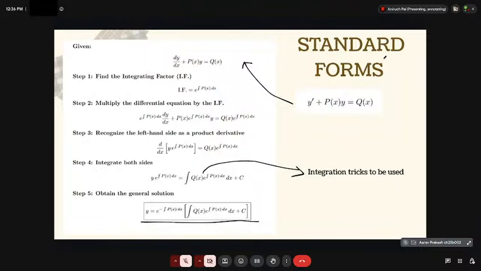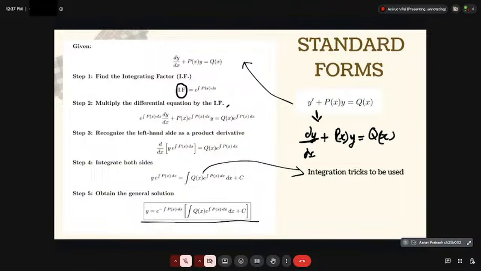So now let's look at a basic standard form, y dash plus p(x) y is equal to q(x). What does this automatically translate to? dy/dx plus p(x) times y is equal to q(x). Now, there's a trick for solving such kind of questions. You find something called the integrating factor. And what is the integrating factor? You take e power integral p(x) dx.